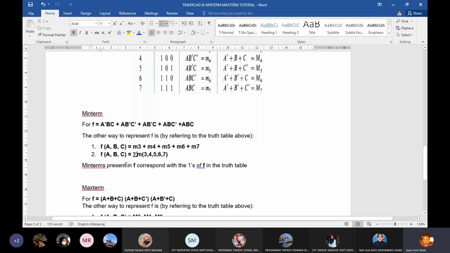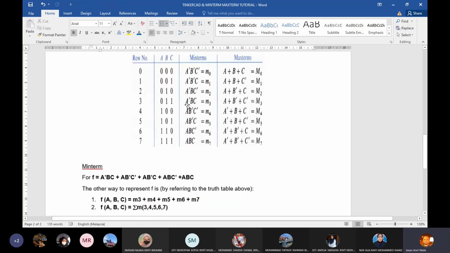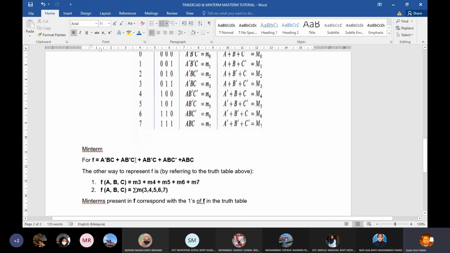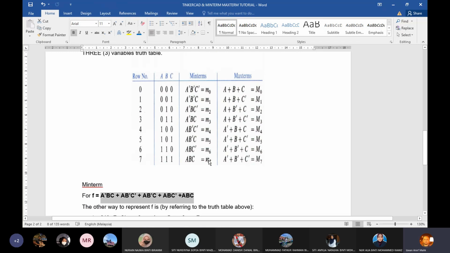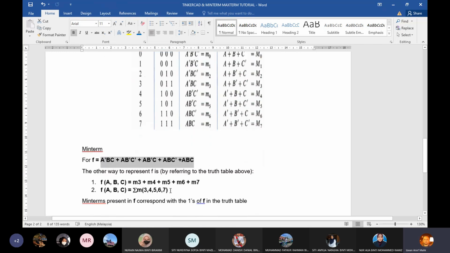So the Minterms present in F correspond with the ones of F in the truth table. So yang mana yang jadi 1, ini semua ni jadi 1 kan. Maksudnya 3, 4, 5, 6, 7 is 1. 0, 1, 2 tu adalah 0. Sebab apa? Dia tak ada dalam equation ni. So itu yang you gantikan. So Minterm dia ambil yang ini, ataupun you boleh guna dia punya sum macam ni. So that is the other way to represent F daripada this function.